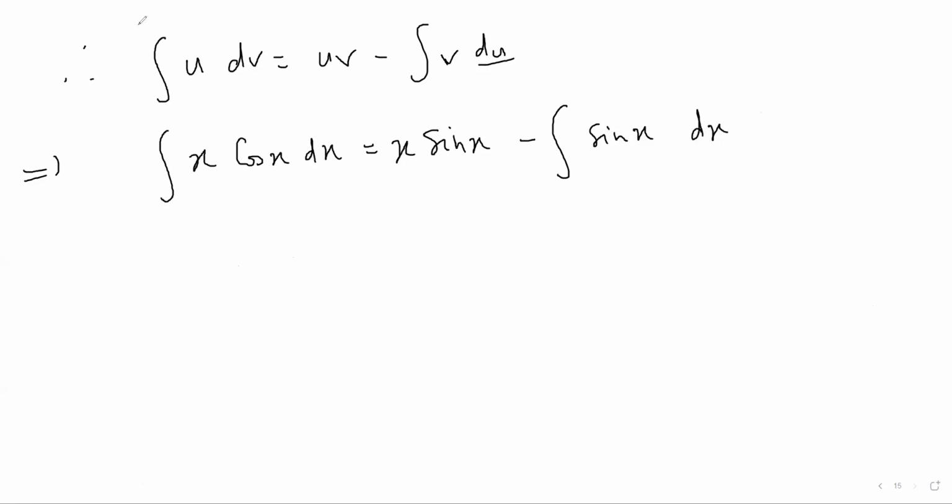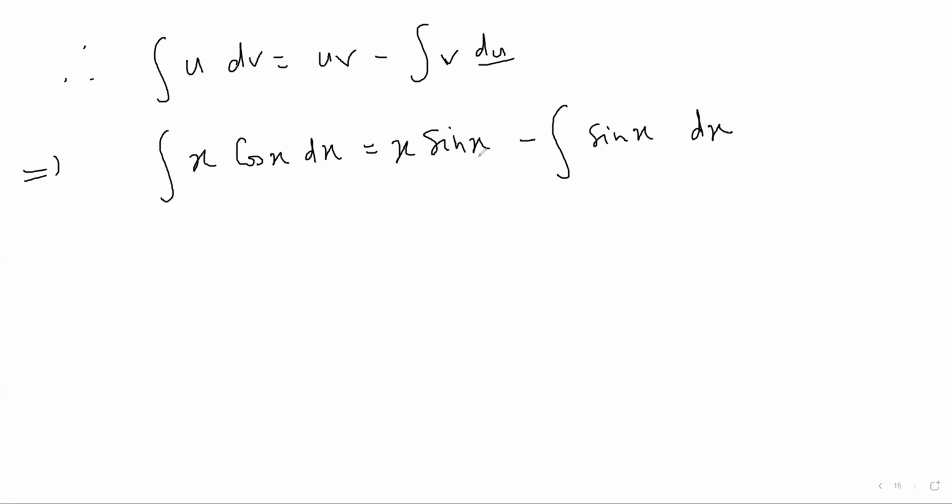So basically, we use this formula and we substitute into it all the things that we have. On the left side, we substitute x cos x dx. On the right side, we've got uv, which is x sine x, minus the integral of v du, which is sine x dx. That's how you go about it.